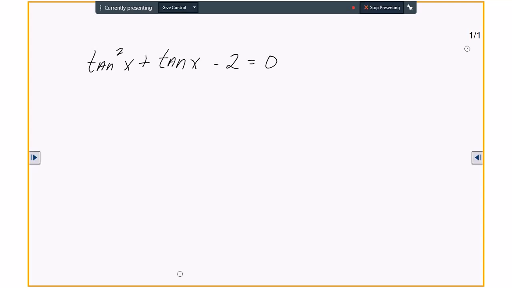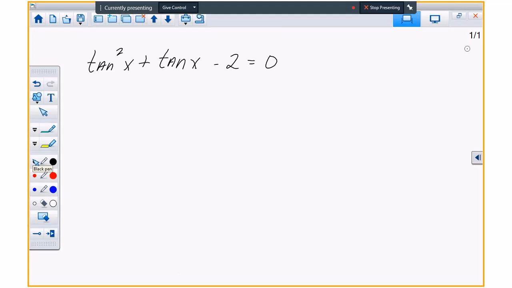So you could actually complete the square on this one. You could try reverse FOIL. I'm not going to say use the quadratic formula because that way you have to depend on the calculator. So I'm going to complete the square.